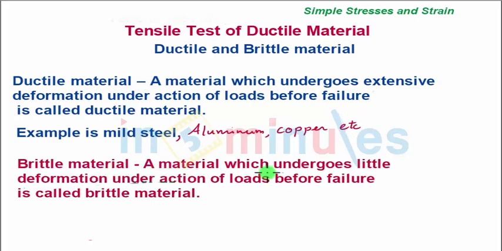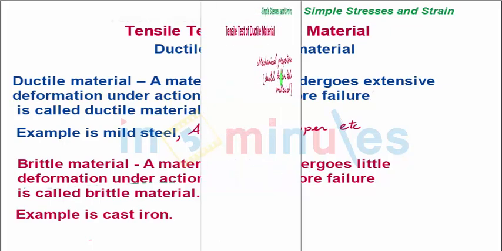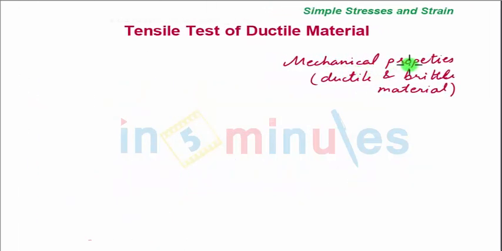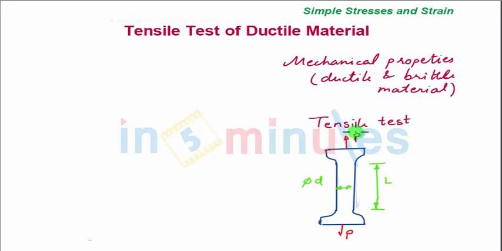Brittle material is a material which undergoes little deformation under the action of loads before failure. Example is cast iron. Mechanical properties of most of the materials, whether ductile or brittle, can be easily studied by a test called as tensile test. Now, tensile test. What is tensile test?